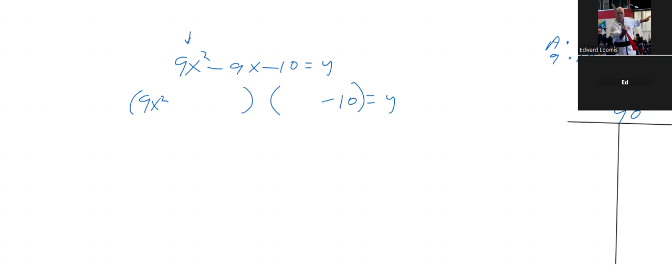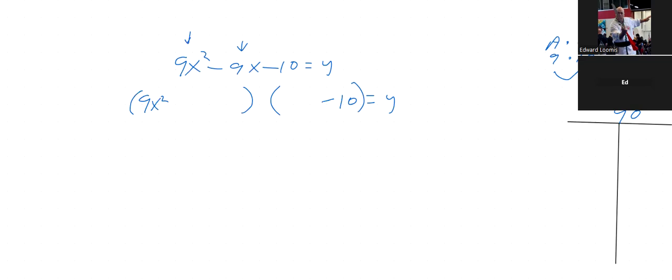Now, I know that 9 times 10 is 90. A times c is 90. What two numbers multiply to be 90, A times c, and combine to be a 9?